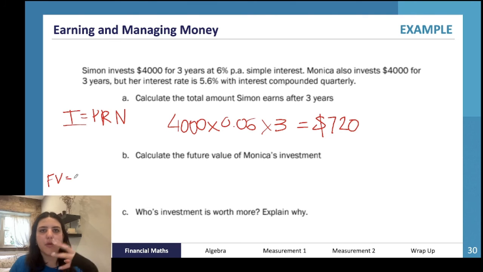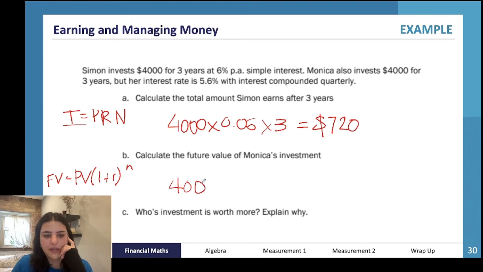Now, compound interest is our future value. You won't usually use this formula, but I'm just going to show you for the sake of it: present value times 1 plus the rate to the power of n. So our future value, we want to work out for Monica. She invests $4,000 as her principal. Her rate is 5.6, but it's compounded quarterly. So 5.6 divided by the 4 quarters in a year is 1.4%.